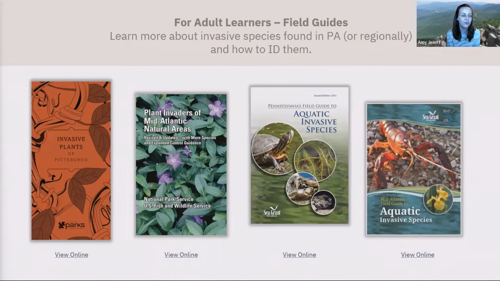So I want to talk to you about some field guides that are really great resources, primarily for older youth or adult learners. And these are all about learning about invasive species from Pennsylvania or in our region. These guides are all available online for free, so you can access them anytime. The first one is called Invasive Plants of Pittsburgh. And as the name implies, it's going to be mostly relevant to Western Pennsylvania. But a lot of the species that the field guide covers are things that are found throughout Pennsylvania. So it's still a really great resource to have, even if you're not from the Pittsburgh region.